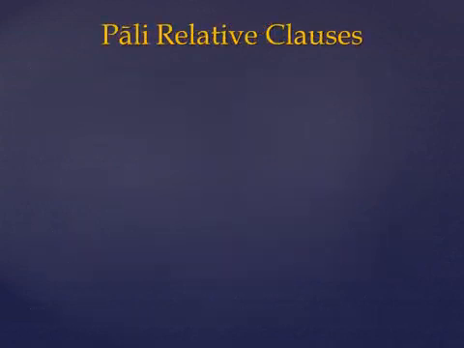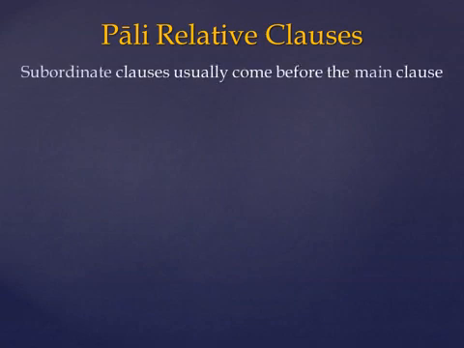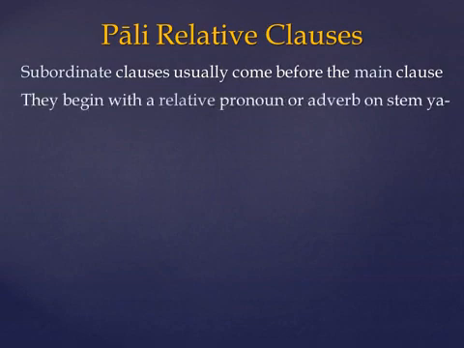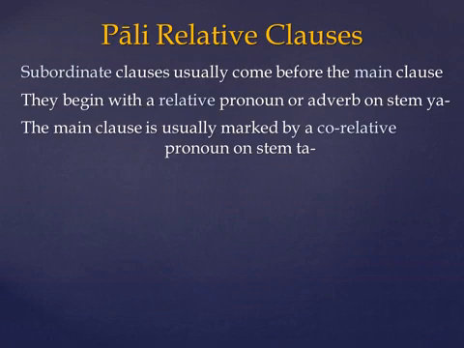When we consider relative clauses in the Pali language, we can see that the subordinate clause usually comes before its main clause. The relative clause will begin with a relative pronoun or adverb formed on the stem ya, whereas the main clause is usually marked by a correlative pronoun made from the stem ta.